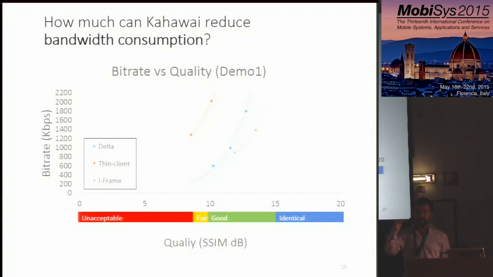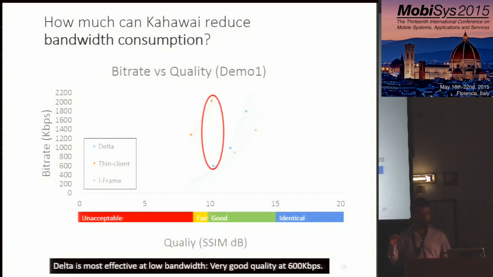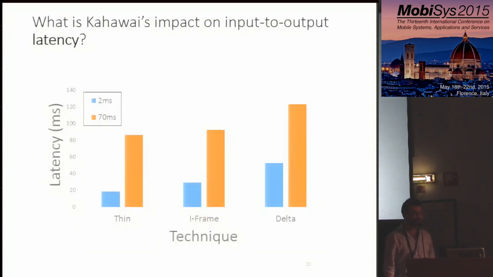Now, Delta is really good at low bit rates. So if we look at Delta, we can see that we can get a video game playing at a good quality for as little as 600 kilobits per second, which again is really low.